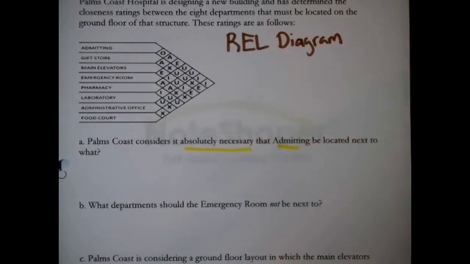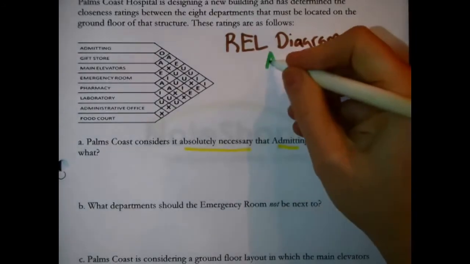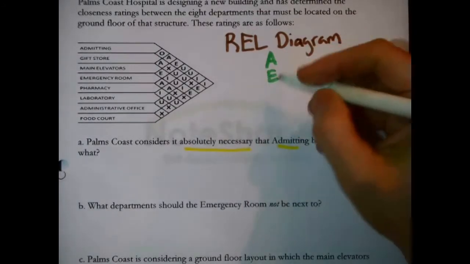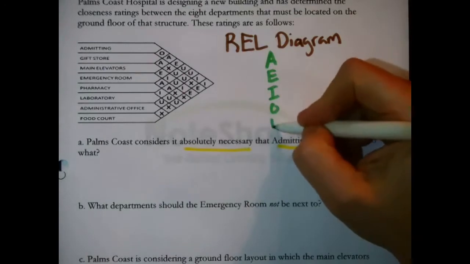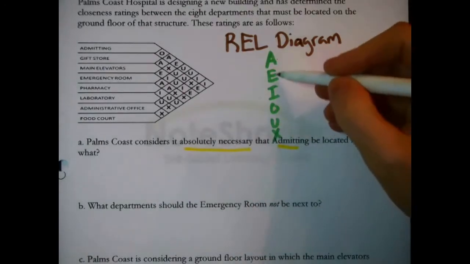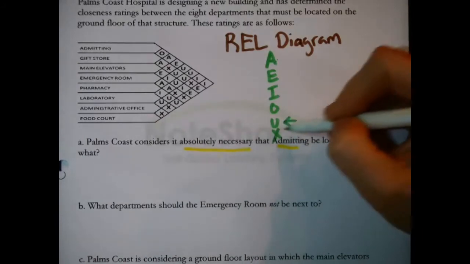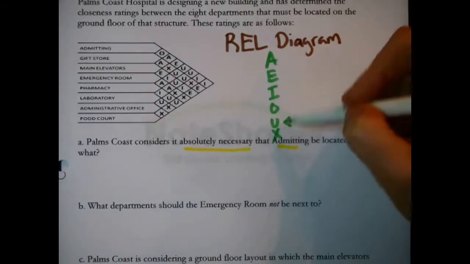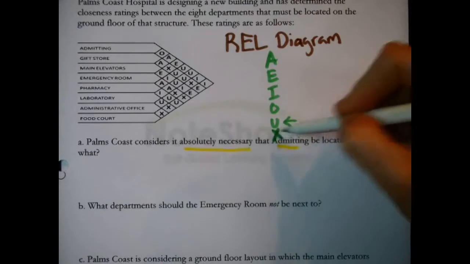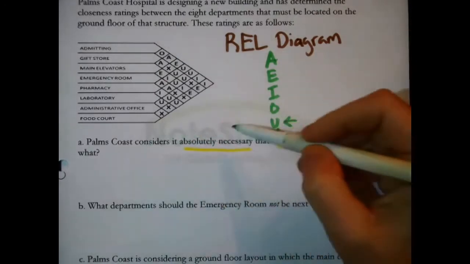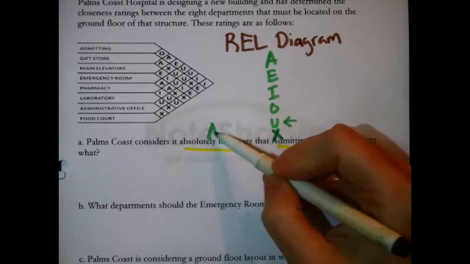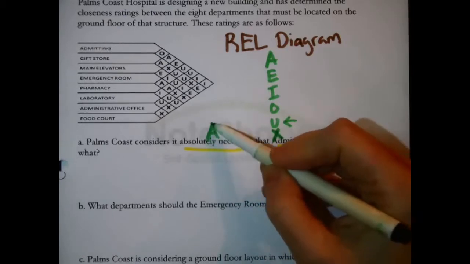It's also testing our awareness of the closeness rating system. Let's see, A, E, I, O, U, and X. These are different grades for importance of closeness, of which here is indifference. So this is really important, and this is where you definitely don't want two things to be neighbors down here. Now, what did it ask? Absolutely necessary. That's the highest rating.